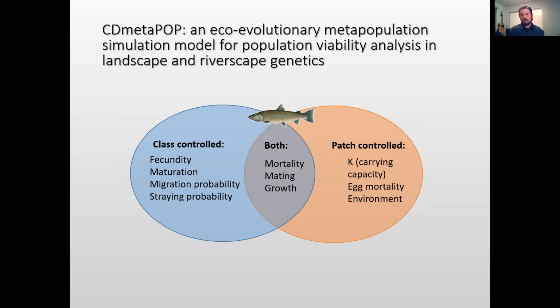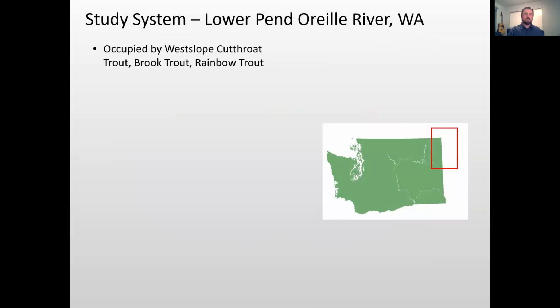And we're tracking all these parameters for each individual in the system, up to hundreds of thousands of individuals and at least thousands of patches. And we're tracking, as I said, individual genotypes as well. So the study system that I'm going to talk about today is here in northeastern Washington.